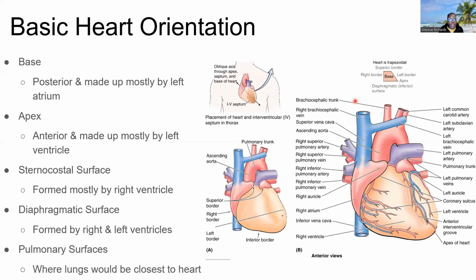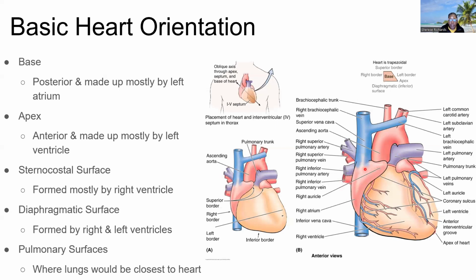Now, if we look at the orientation of the heart, it has the base, which is mainly formed by the left atrium. So the base is kind of this top general region of the heart. And it's not the bottom as you would be tempted to think. It's actually round about the top. So where we have the vessels leaving, where we have the atria would be considered the base.